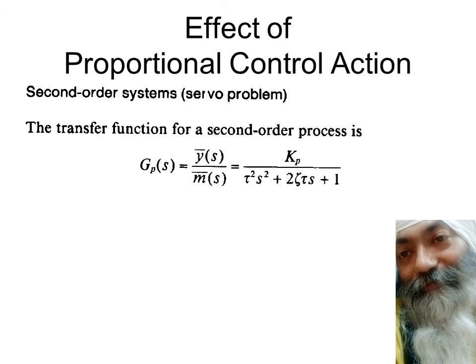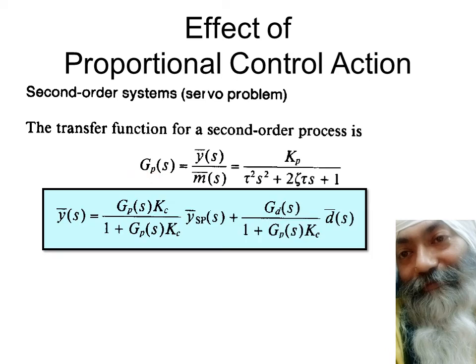So here we have once again a second order system, and we're going to see the servo problem. It means that the transfer function of the second order process, as we know, is given by Kp upon tau square S square plus 2 zeta tau S plus 1. Now we are going to make use of this Gp in the term which we have already made use of, that y is given by Gp into Kc. Kc, my dear friends, is the transfer function of the proportional controller.